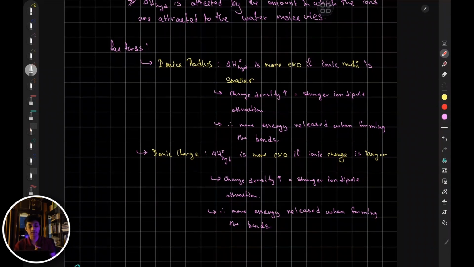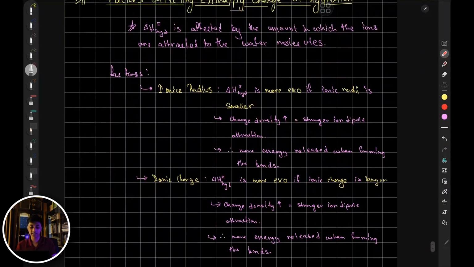So if the ion has a greater amount of charge, best believe the amount of energy released when it is getting hydrated will be much more. Therefore, del H hydration is much more exothermic if the ionic charge is larger, since the charge density is going to be larger, because within the same amount of volume or area, there is a greater amount of charge, so the charge density increases. So that there is a stronger ion-dipole interaction or force formed. Therefore, when forming the bonds, more energy is released. Great. So that is the case for ionic charge.